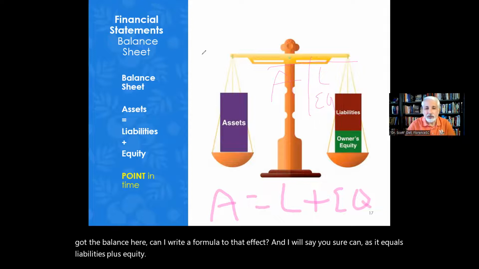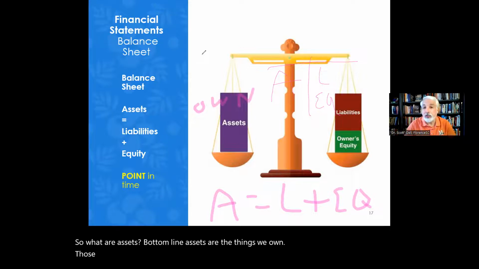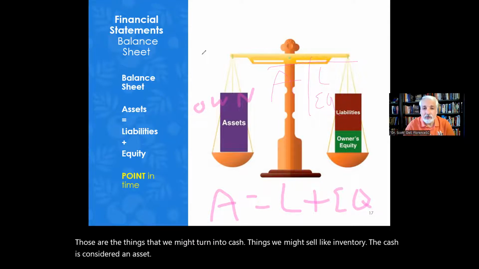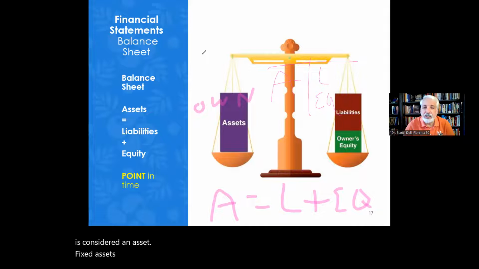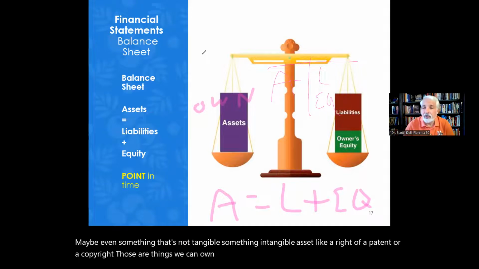So what are assets? Bottom line, assets are the things we own. Those are the things that we might turn into cash, things we might sell like inventory. Cash is considered an asset. Fixed assets like equipment, a building we might own, vehicles we might own, maybe even something that's not tangible, an intangible asset, like the right to a patent or a copyright. Those are things we can own and ultimately sell. We can convert those to cash.